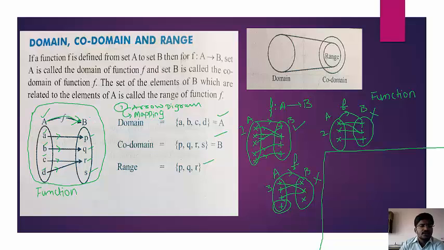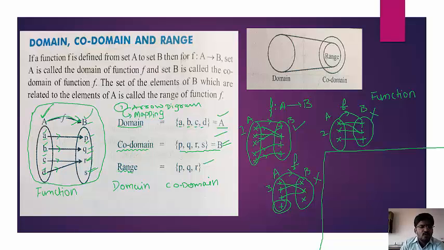And the second thing, set A will become the domain. Set B will become the codomain. Clear? So A, B, C, D are the four elements. See here, A, B, C, D. This is set A. It is called the domain. Next, P, Q, R, S are present in set B. It is called the codomain. Clear? All the elements P, Q, R, S, four elements, are present in the codomain. So that's why it is called the codomain. Clear? Next, range.